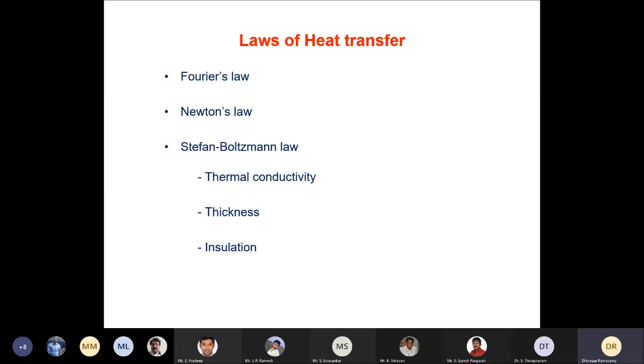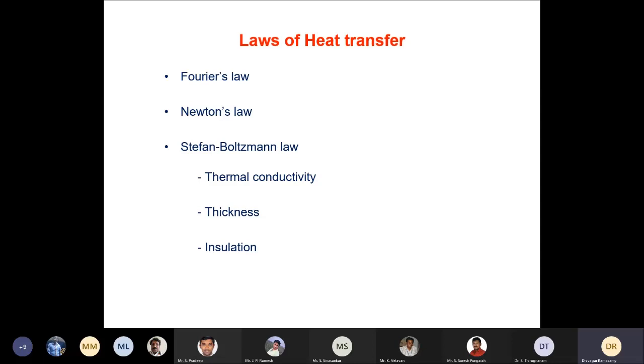h is the heat transfer coefficient. Many students don't know the definition of the heat transfer coefficient. The heat transfer coefficient is nothing but the rate of heat travel. Heat is traveling from one point to another point. At how much speed the heat is traveled, that is known as the heat transfer coefficient.